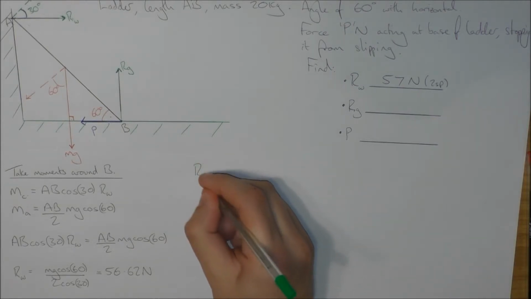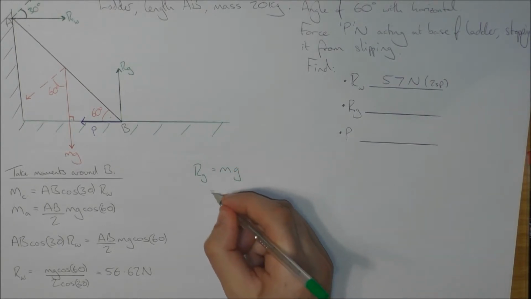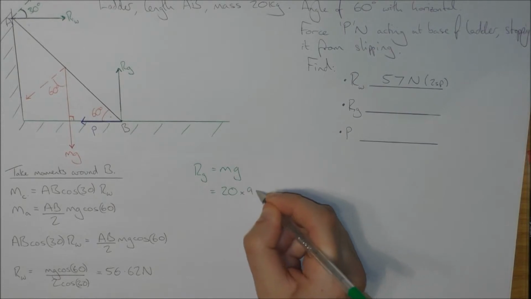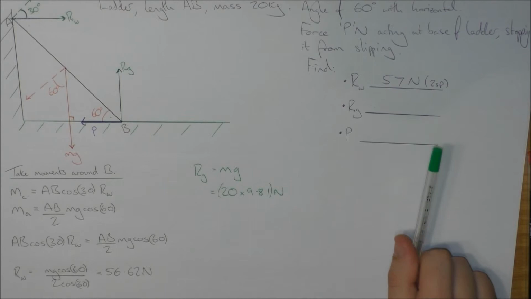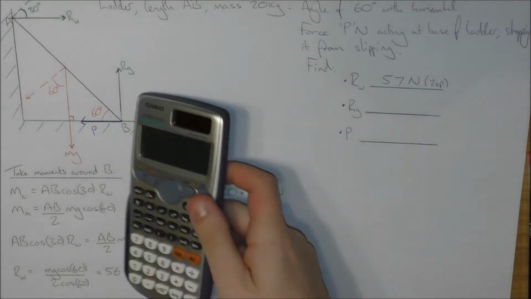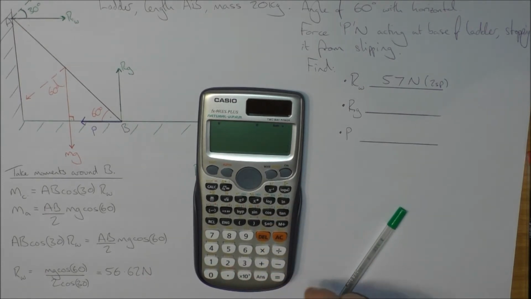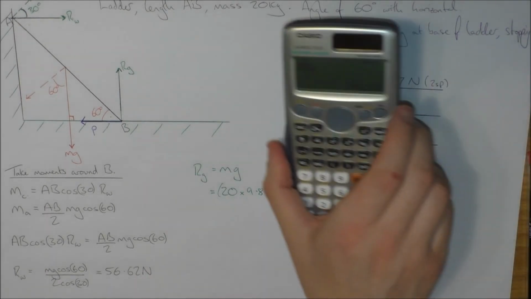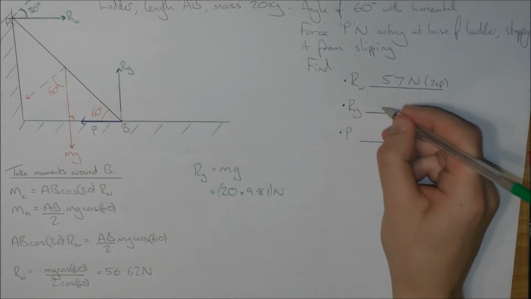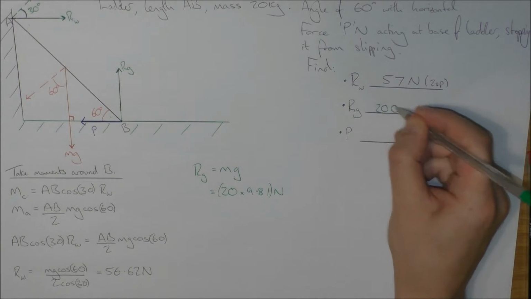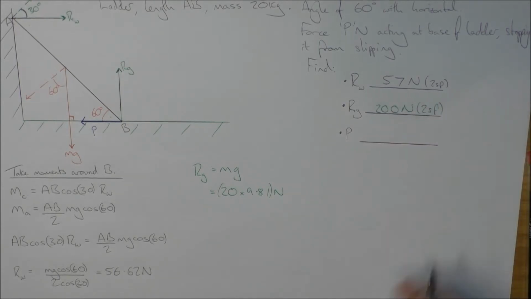So I can say that Rg is equal to mg, which equals 20 times 9.81 newtons. So again, pull this out and I'll just do 20 shift 7 and g, and that is 196 newtons. So I'm going to round that up to 2 sig fig, so it goes up to 200 newtons to 2 sig fig.